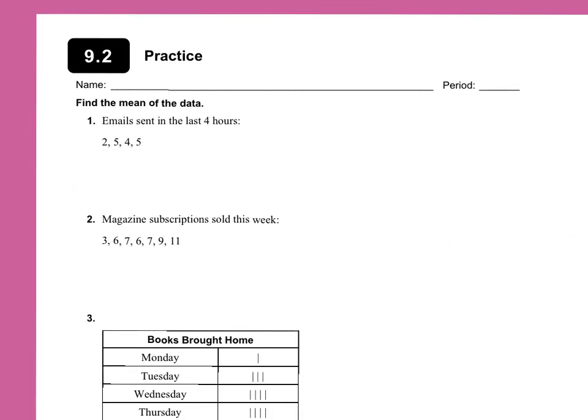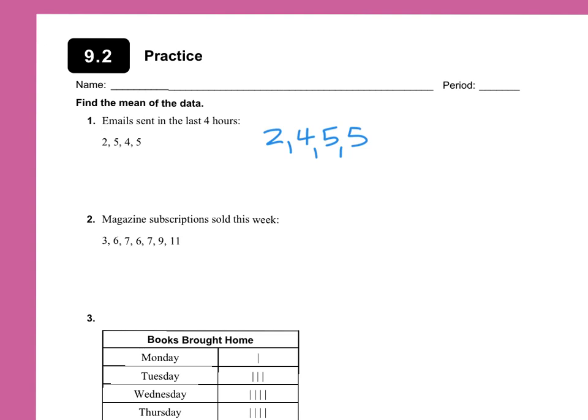So it wants us to find the mean of the data. Again, I always am in the habit of putting numbers in order from least to greatest. So I'm just going to do that so it stays a habit. So I'm going to go 2, 4, 5, 5. Now, step one, if you remember, was to add them up. 2 plus 4 plus 5 plus 5.